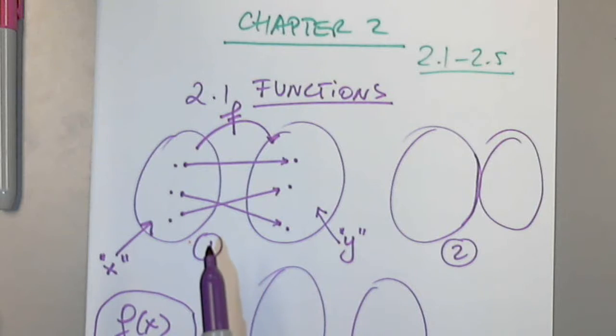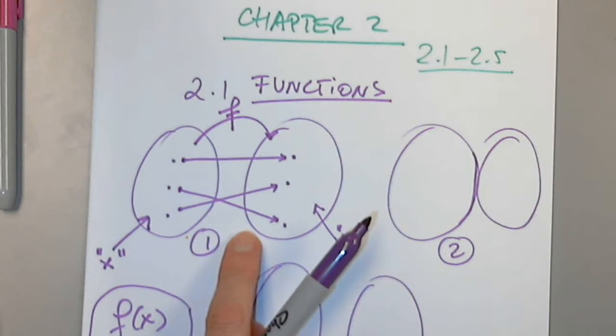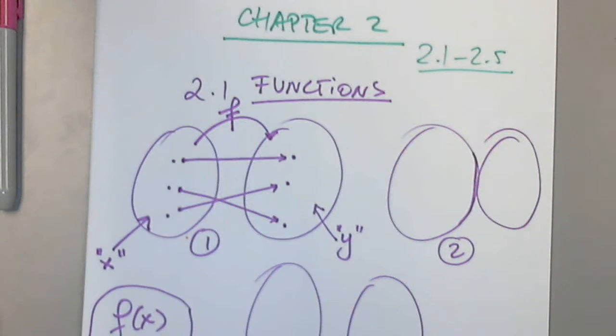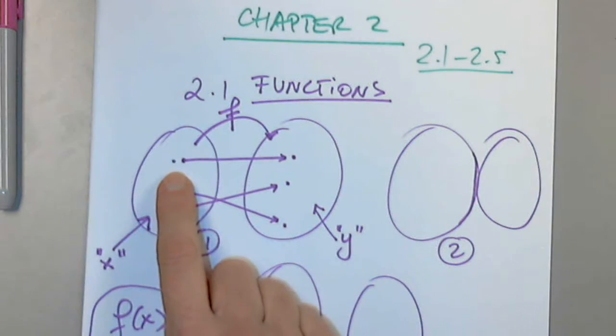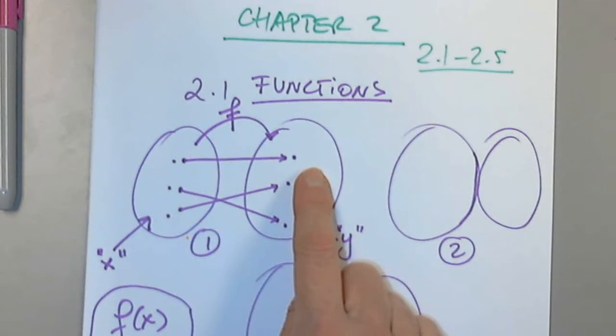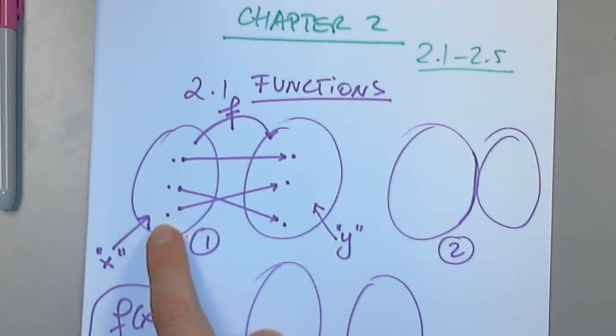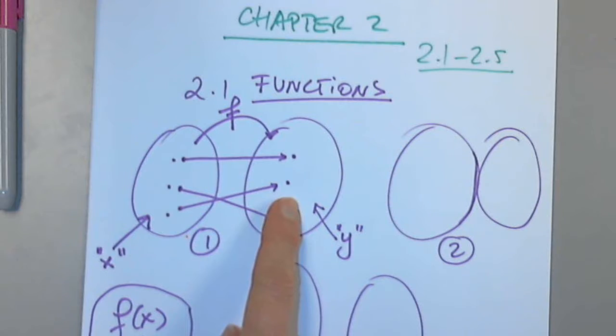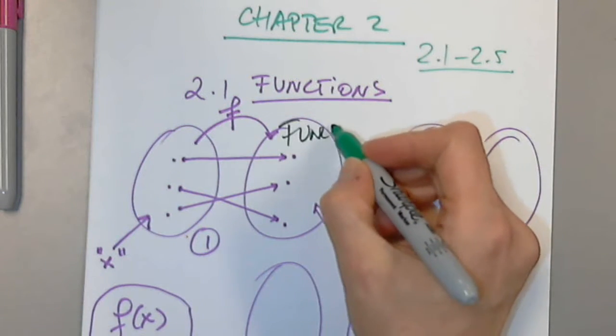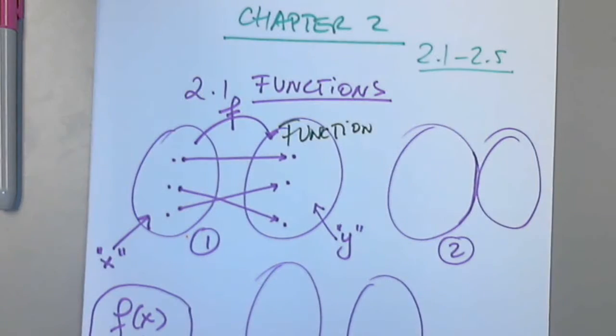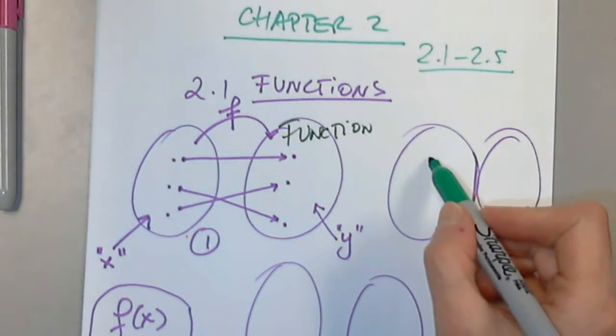Now, is this a function? I already told you it's a function, but why? Because it doesn't repeat itself. Each x corresponds to only one y. That's why this is a function. I'm going to create a second scenario like this.